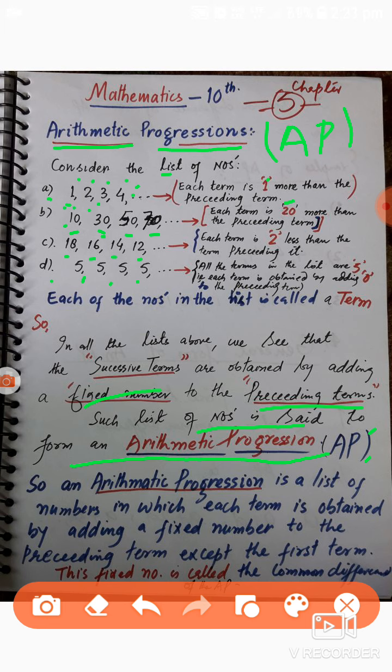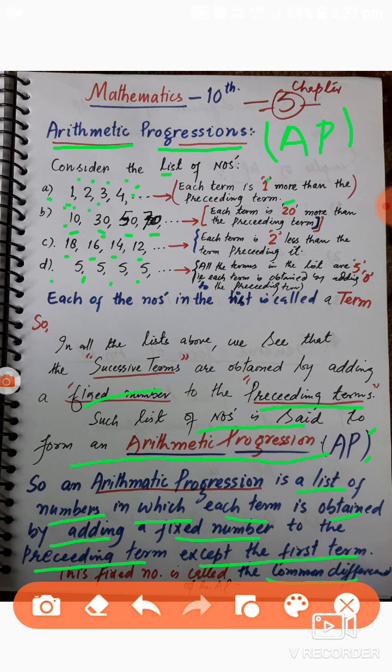So we will define AP as a list of numbers in which each term is obtained by adding a fixed number to the preceding term, except the first term. Given the first term, we can find all of the terms of the AP by adding a fixed number to the preceding term. This fixed number which is added to the preceding term to get the succeeding term is called the common difference.